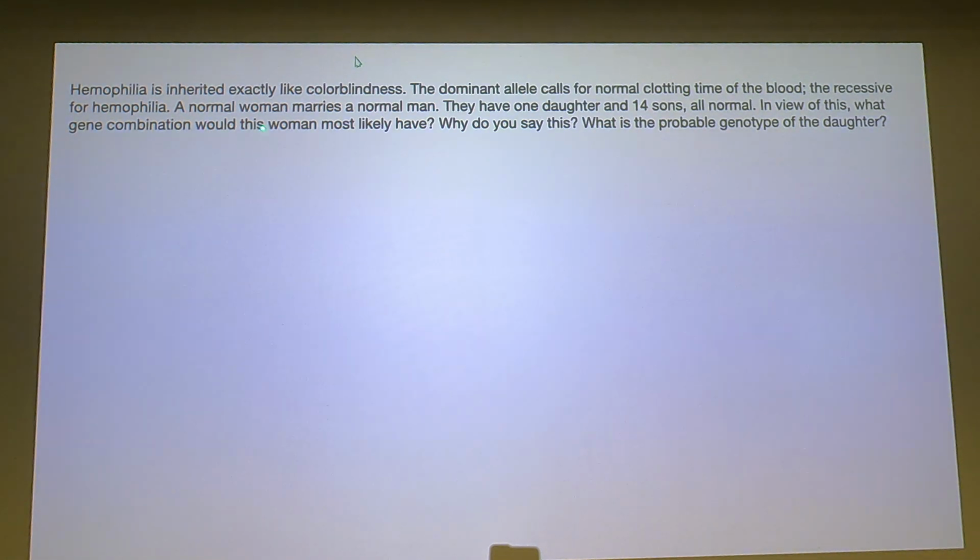Anyway, so we got a normal woman. She marries a normal man. They have 1 daughter and 14 sons, all normal. Okay, this is carrying the principle of doing extensive genetic testing a little far. So she had 15 kids. In view of this, so all of her kids are normal. What gene combination would this woman most likely have?